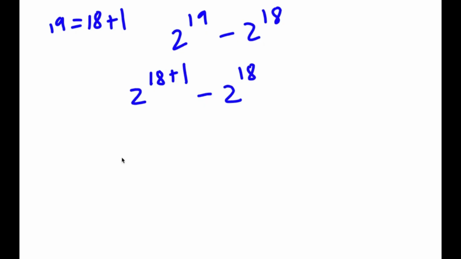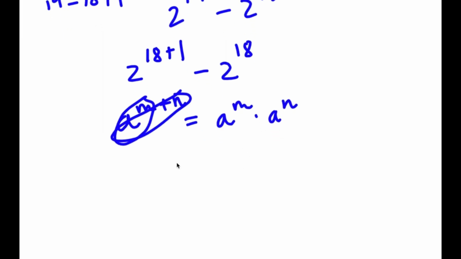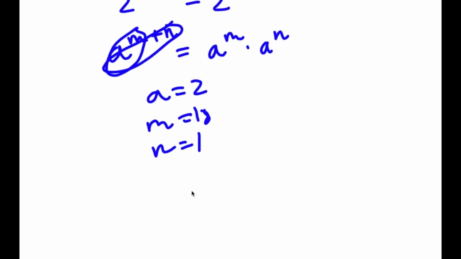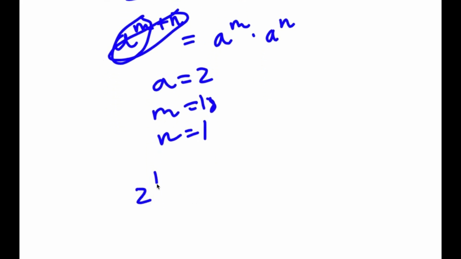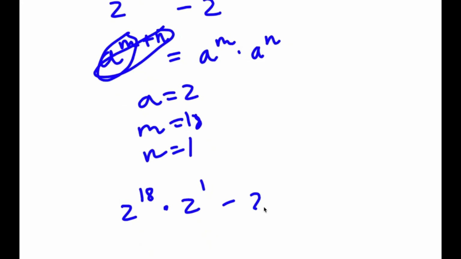Now, an important property of exponents is that if I have something in the form a to the power of m plus n, this is equal to a to the power of m times a to the power of n. So this actually technically distributes. In this case, a would be 2, m would be 18, and n would be 1. So now I have 2 to the power of 18 times 2 to the power of 1, and I still have my minus 2 to the power of 18.